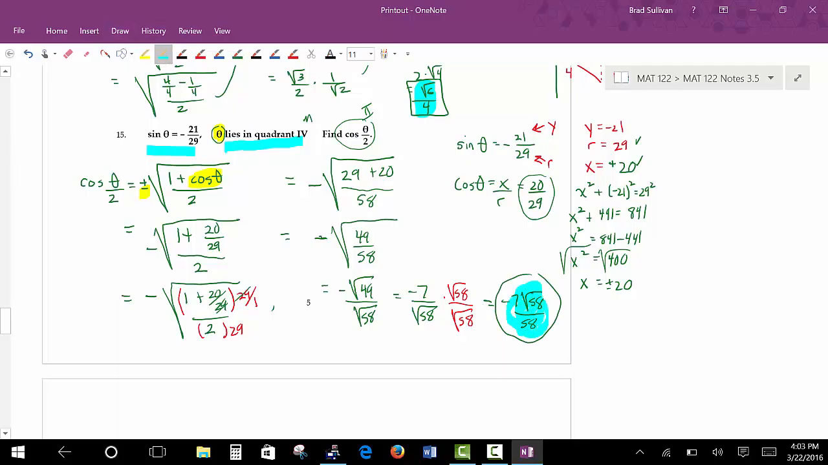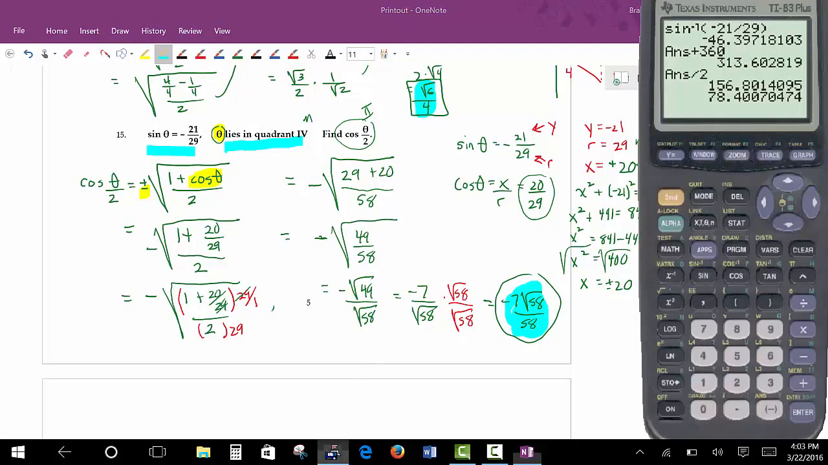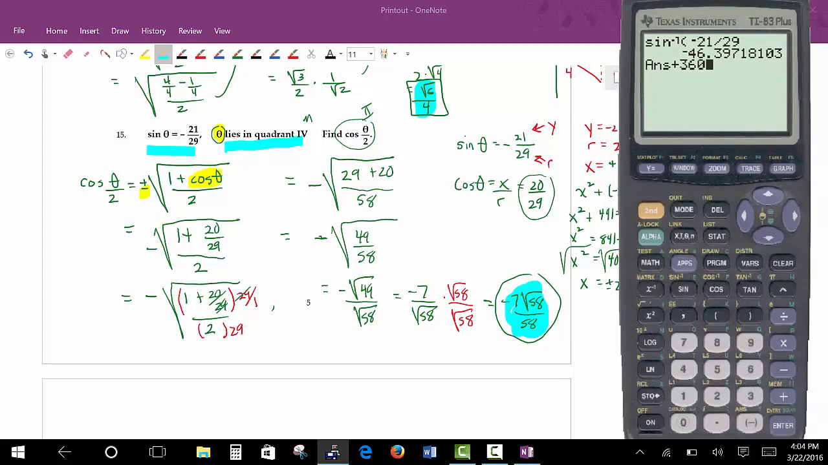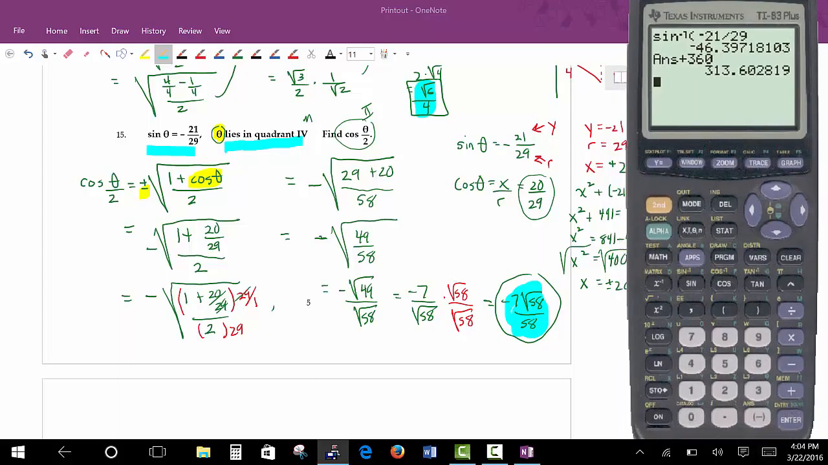Okay, now let's look at the calculator and let's see if we can kind of reason out maybe why this is the right answer. I like to get students to do this because it's kind of helpful. So you can go second sine, inverse sine of negative 21 over 29. That'll give you the angle. Now we could go ahead and chop it in half if we want to. I think I'm going to go ahead and just add 360 to it like this. Then I'm going to divide that by 2.